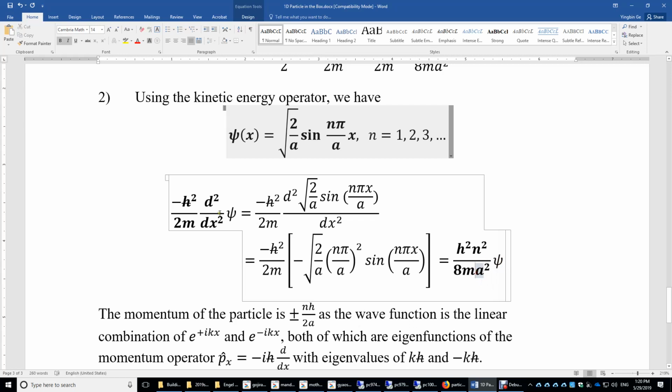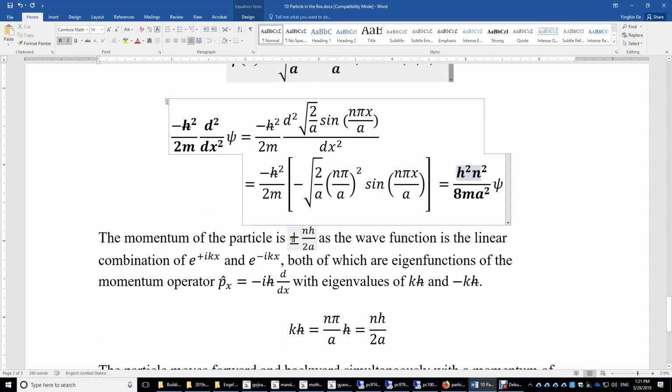And therefore, this wave function is indeed an eigenfunction of the kinetic energy operator, and n squared h squared over 8ma squared is the corresponding eigenvalue, which is the kinetic energy of the particle. And again, n can be 1, 2, 3, and so on.